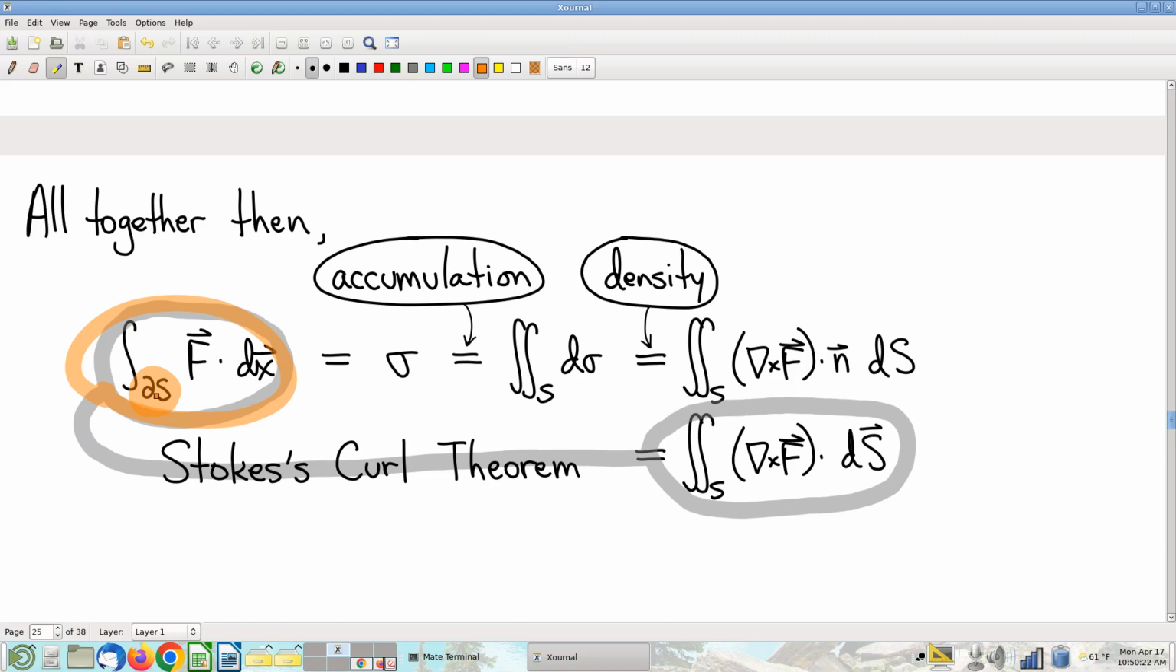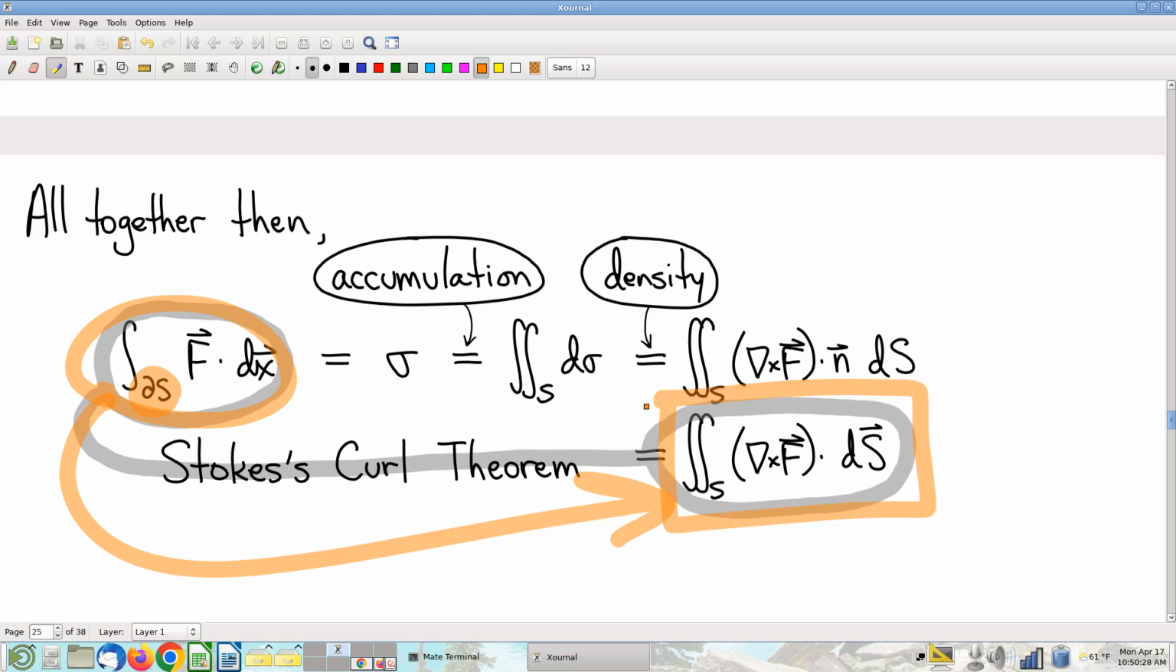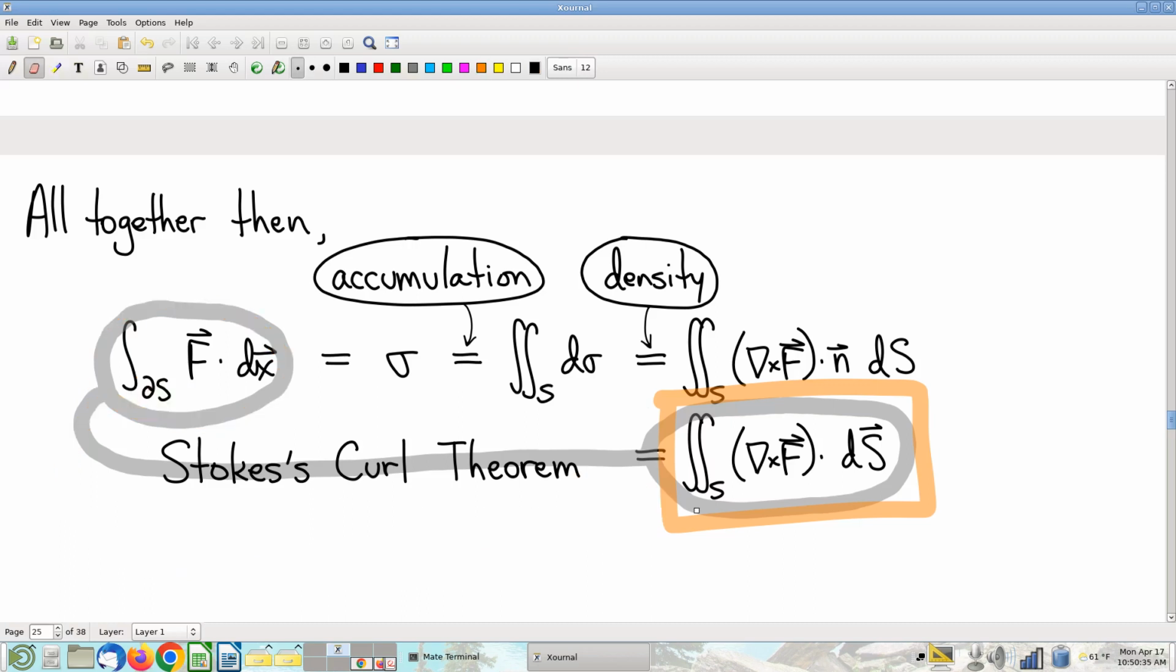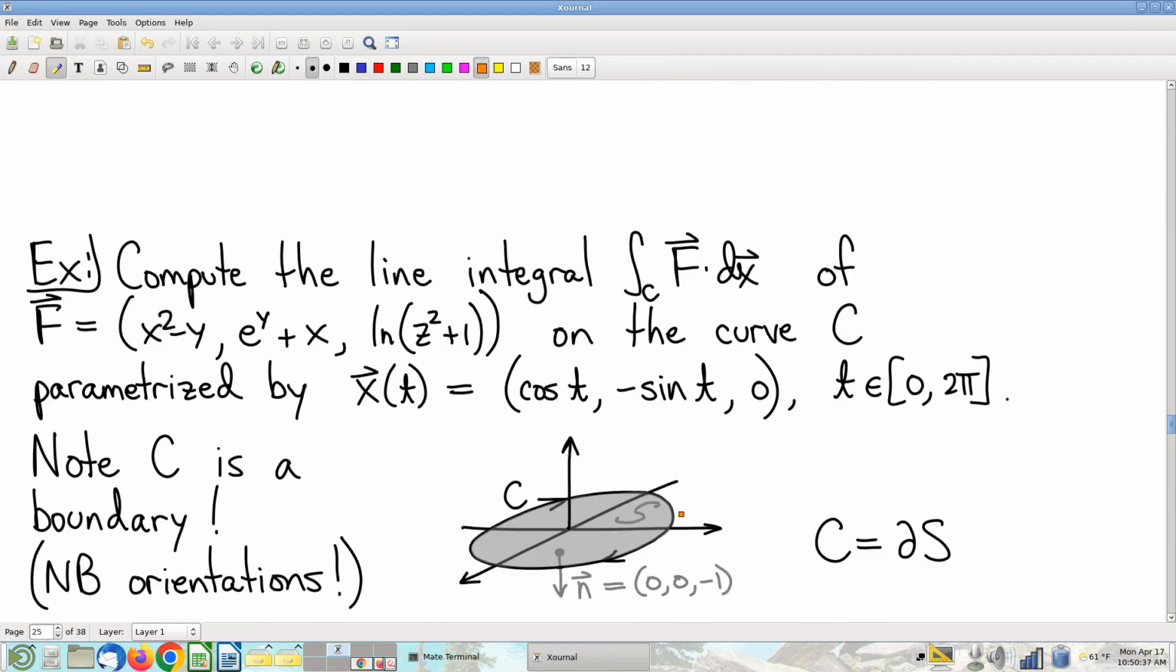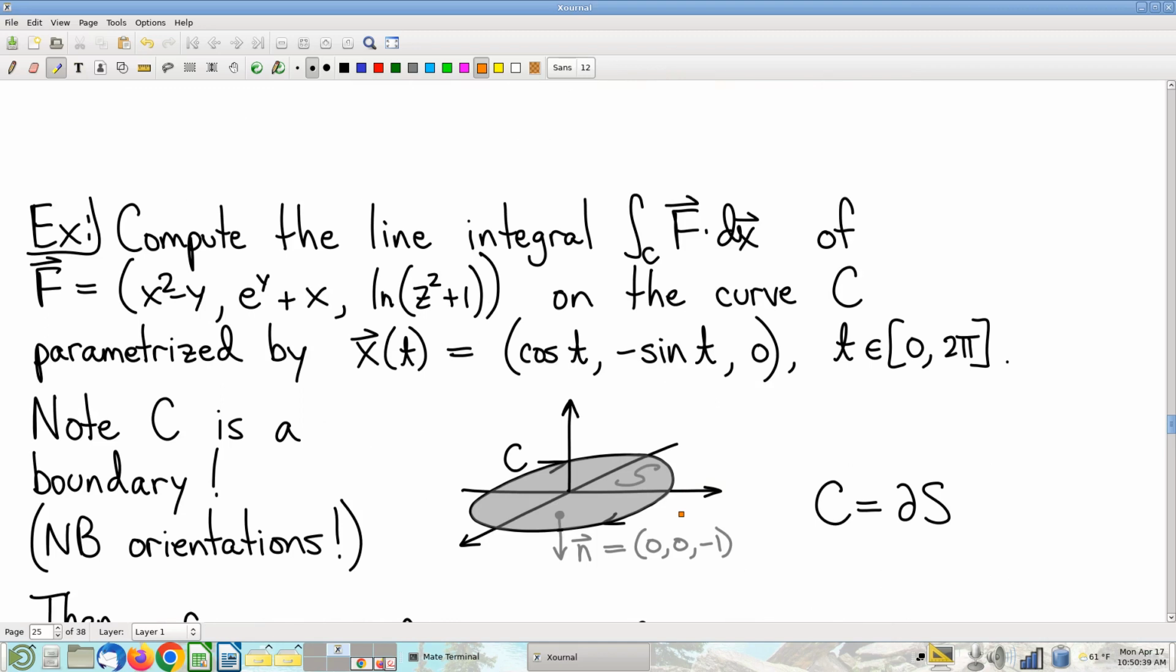If you want to compute a vector line integral around a boundary, you have an alternative here. You can compute a flux instead. And that can be a really convenient, powerful computational tool. For example, here we go.